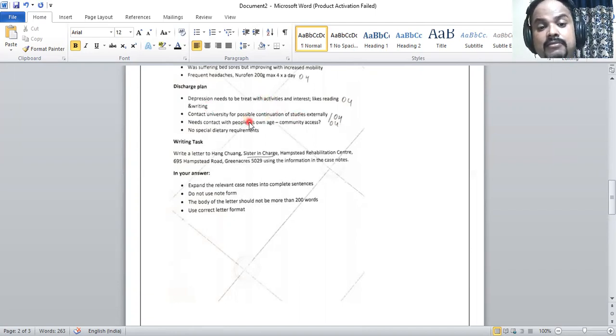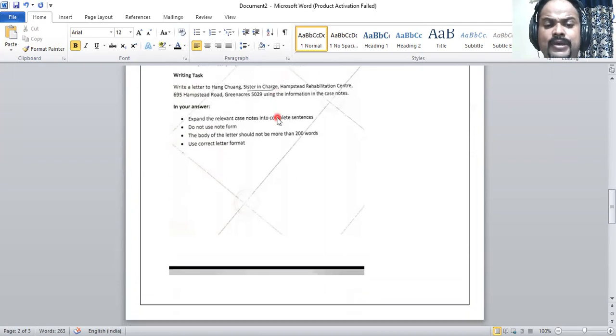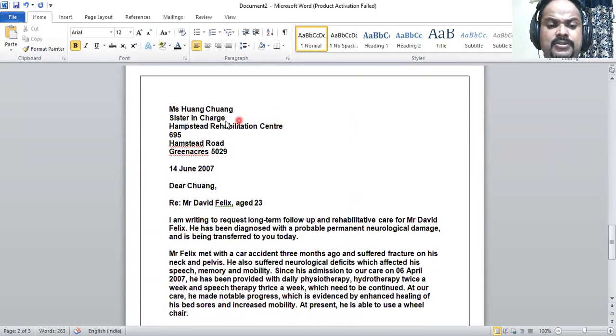You can see that possible continuation of studies, external continuation, peer group, community access. All these things you can see. Now we can go ahead with this letter, Miss Huan Shang. So it's a sister in charge. So we have addressed the title as Miss Sister in Charge.